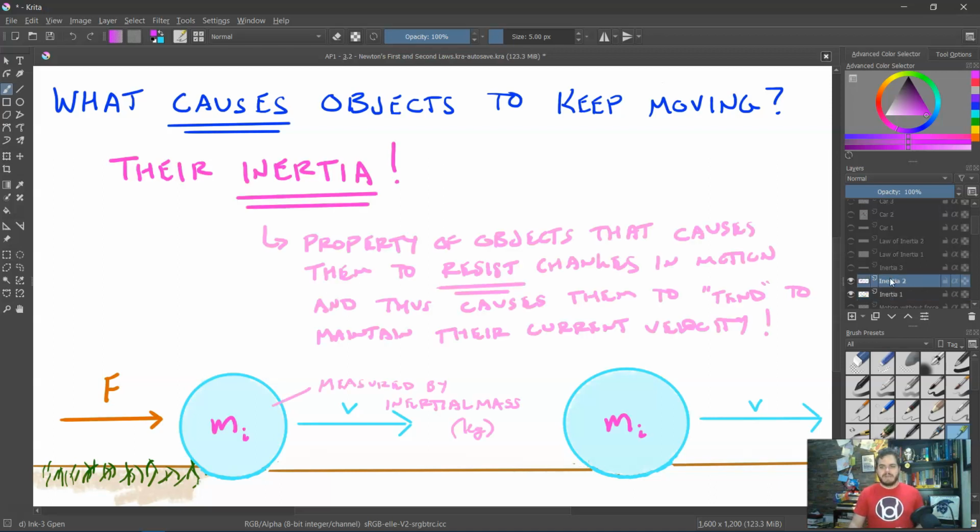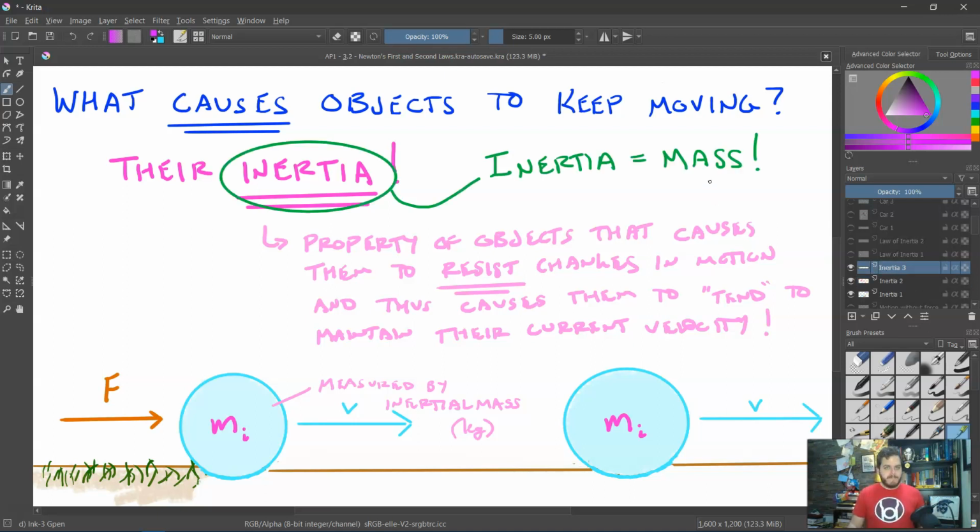And this is something known as their inertia. Inertia, which we've already talked about a bit with inertial mass because it is measured by the inertial mass in kilograms, is a property of every object, any object that has inertial mass, that causes them to resist changes in motion and thus causes them to tend to maintain their current velocity, whether that is at rest or moving at a constant speed in a straight line. That is what causes them to keep moving: their inertia. The fact that they have inertial mass. And that is something we really need to get in our heads. When we hear the concept of inertia, I want you to immediately think mass. What causes an object to keep moving?